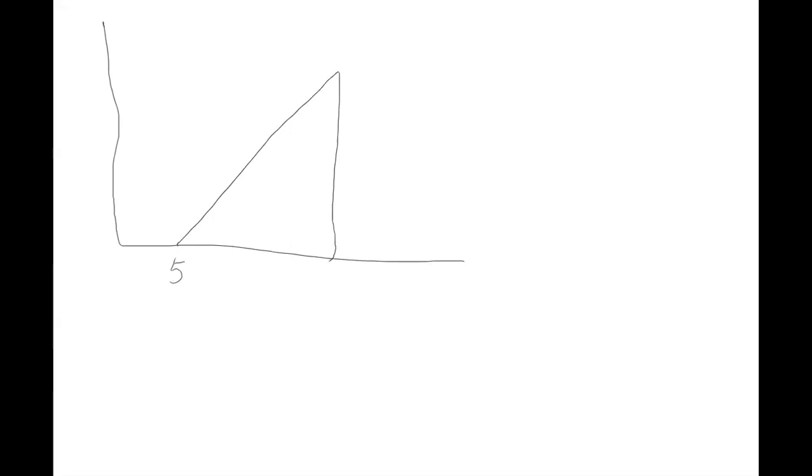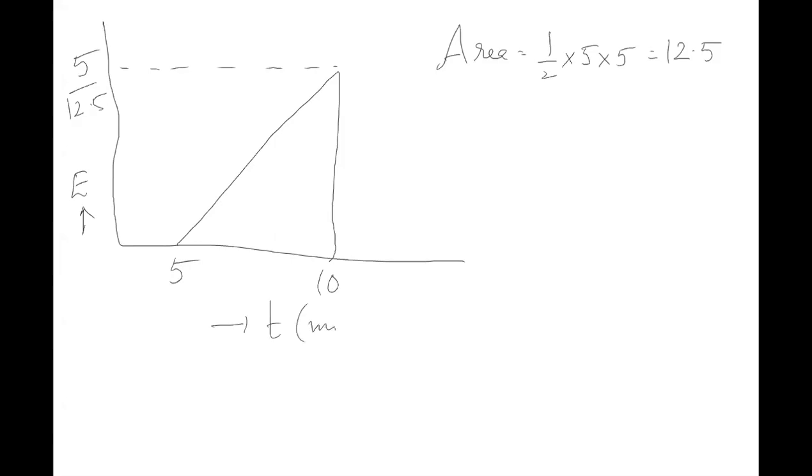First thing is plot the E curve. 5, 10. This is 5 divided by 12.5. How do you calculate area? Half into base into height, which is 12.5. So this is your E curve. What are the units of E? It is inverse of time. Now, how do you calculate T bar?